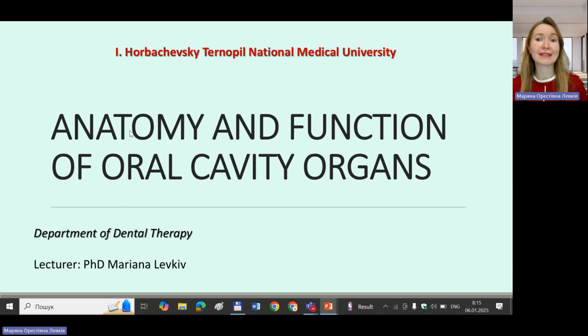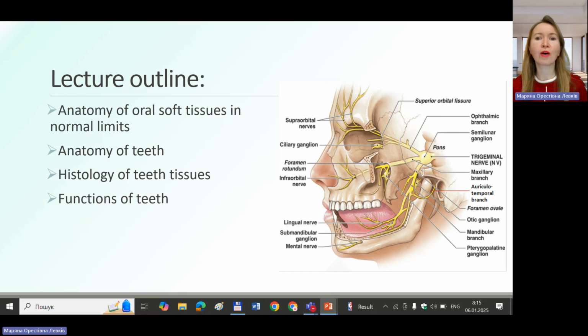The topic of the lecture is Anatomy and Function of Oral Cavity Organs. Lecturer: Dr. Mariana Levkev. This lecture outlines anatomy of oral soft tissues in normal limits, anatomy of teeth, histology of tissues, functions of teeth.